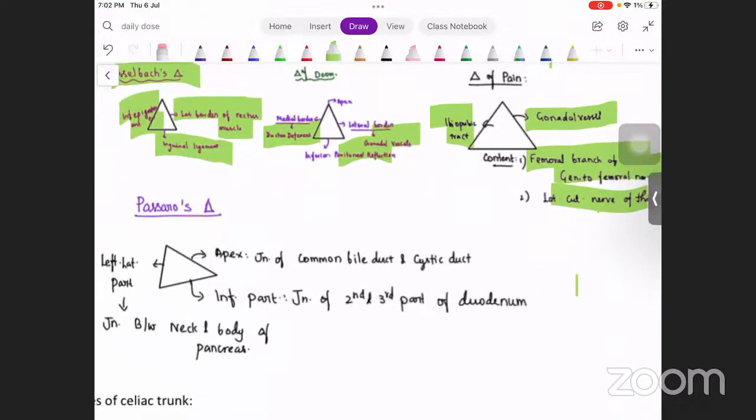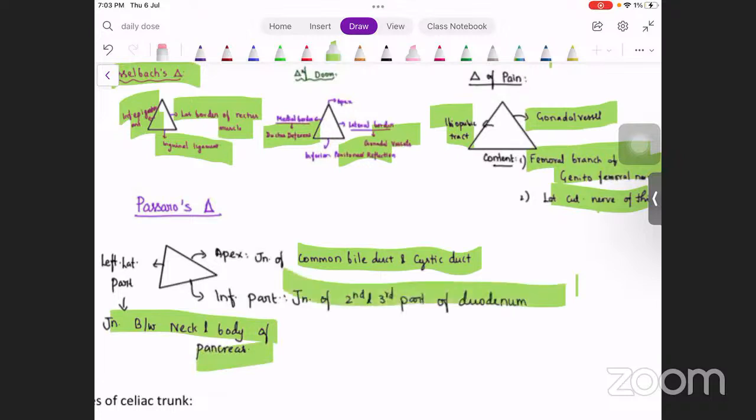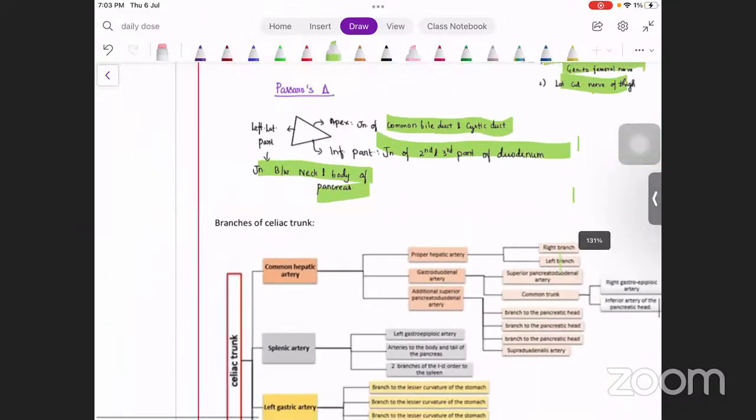Then you have Pasaro's triangle. You have the lateral border, apex, and inferior part. The apex is formed by the junction of the common bile duct and cystic duct, the left lateral part is formed by the junction between the neck and body of the pancreas, and the inferior part is formed by the junction of the second and third parts of the duodenum.